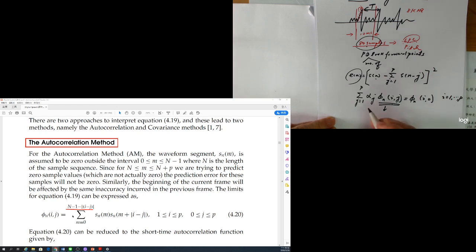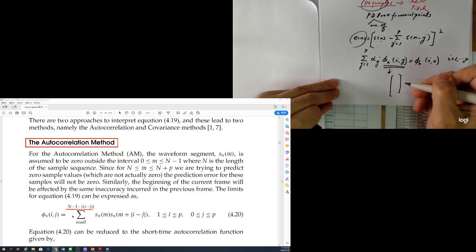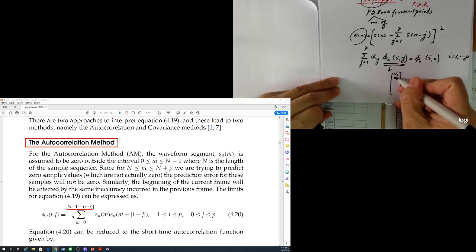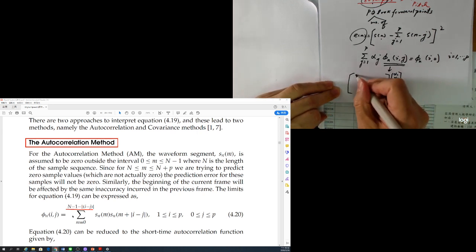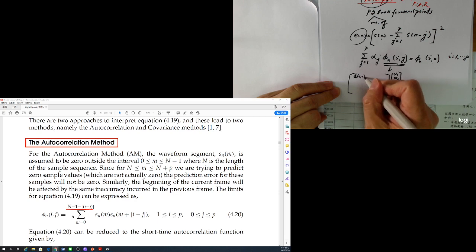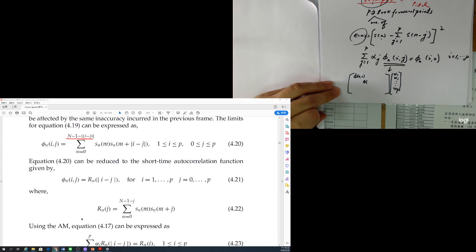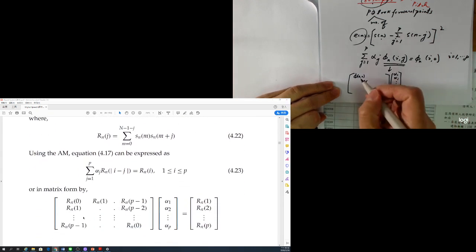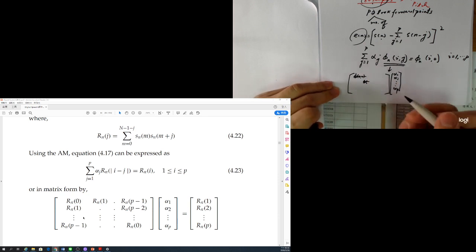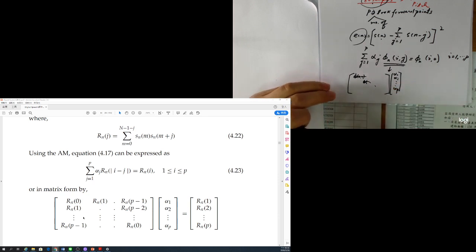So we calculate the correlation, and you can see this one comes out like this: R1, R2, up to RP, and then you can have a matrix. This matrix will be 0, 0, and 0, 1. So you can see the matrix comes out like this. They call this one Rn. So we didn't write it down.